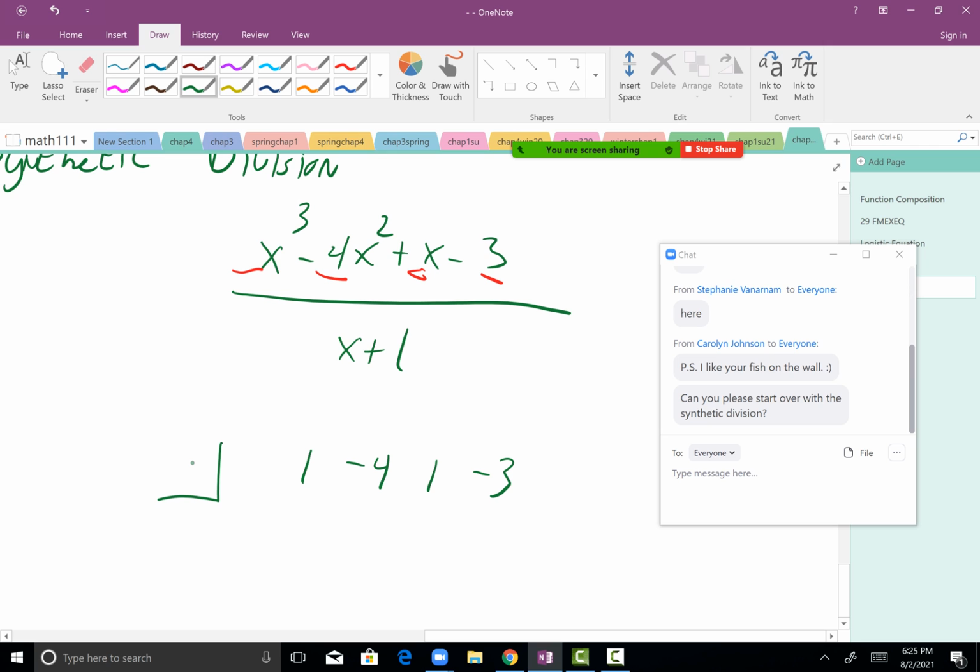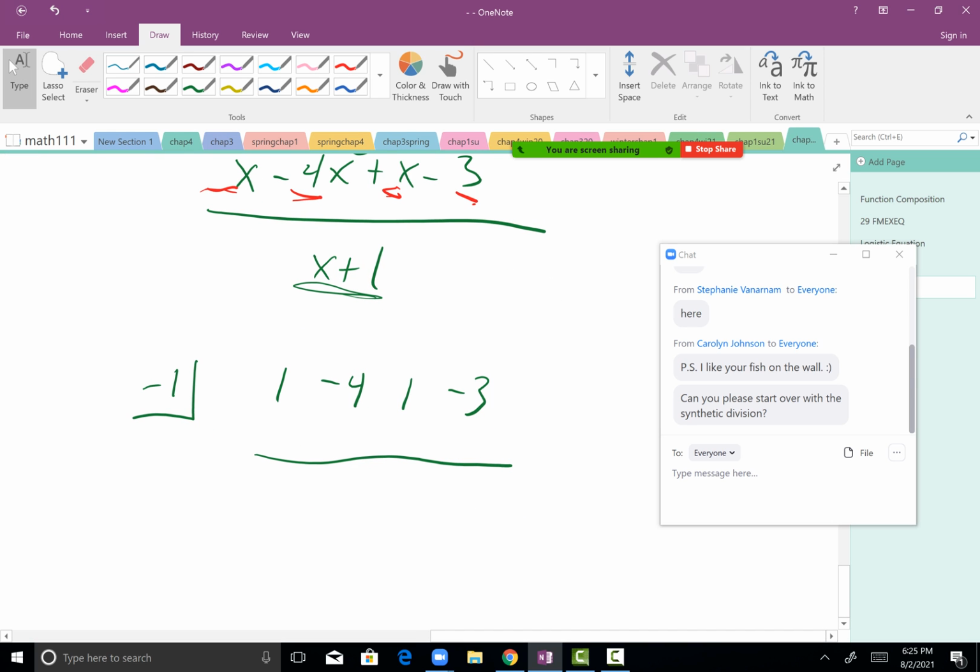Well, so with synthetic division, you're going to concentrate on the coefficients here. So you take 1x cubed, negative 4x squared, 1x, and negative 3. And that's as far as I got. So now what we're going to do is divide it by the opposite of this. Since it's a 1, we're going to divide it by a negative 1. And that's what you always do with synthetic division. You always take the opposite of whatever that is.